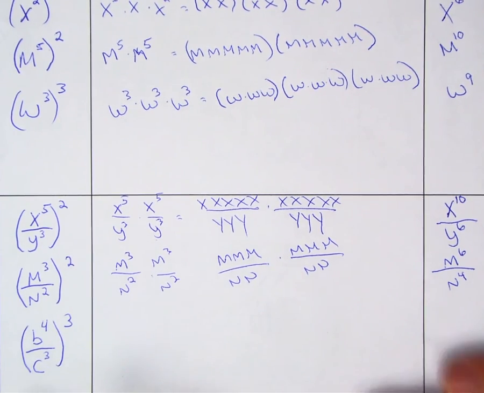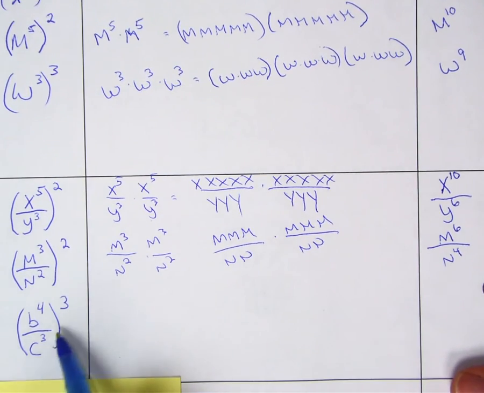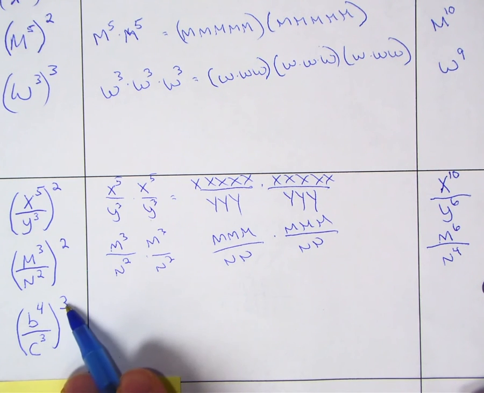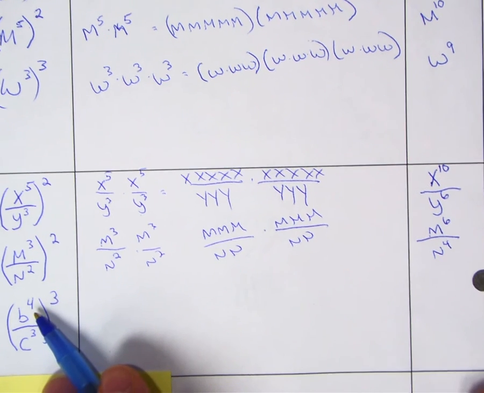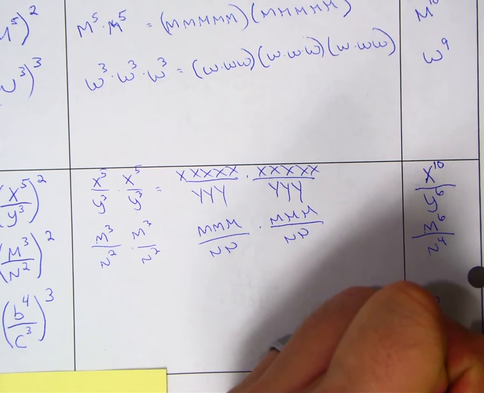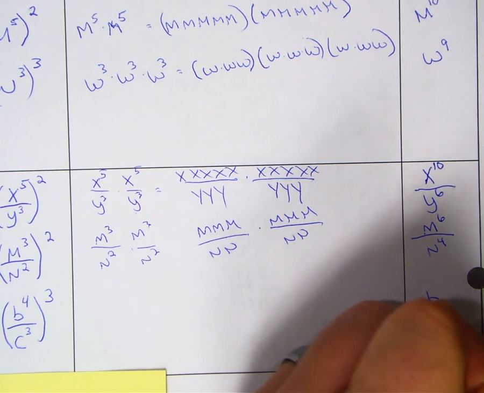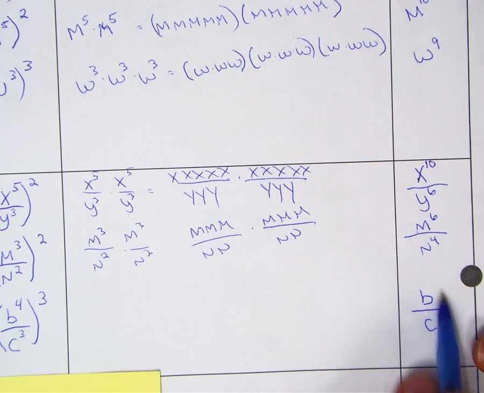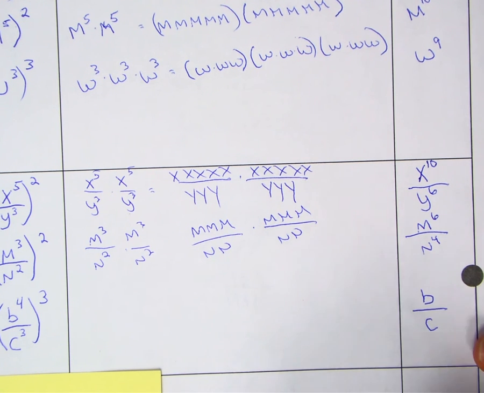Alright, last one. Last one is b to the 4th over b to the 3rd, all to the 3rd power. What I'd like you to do right now is write out what you think it's going to be at the end here. Put your exponents here on what you think it's going to be, and then we'll check it by going through and doing the work.